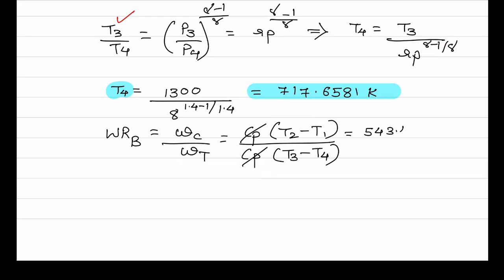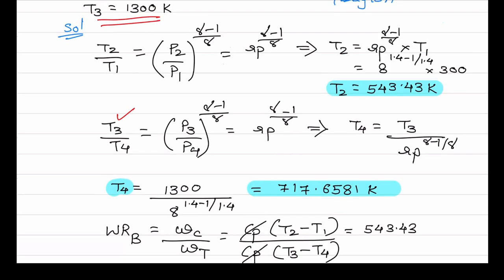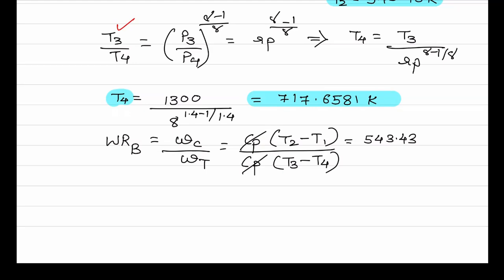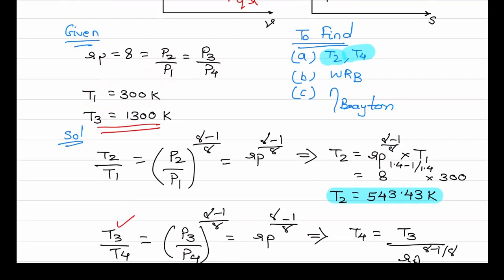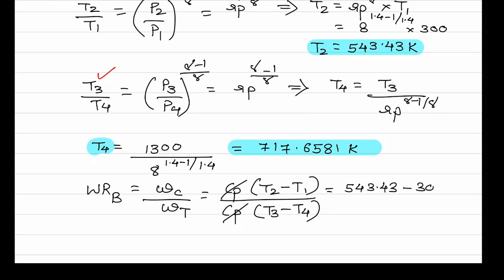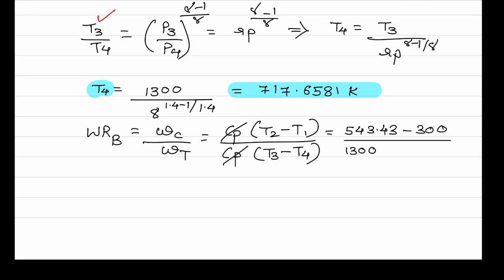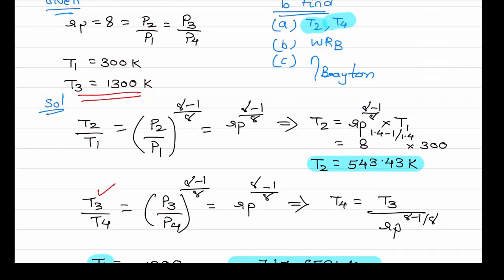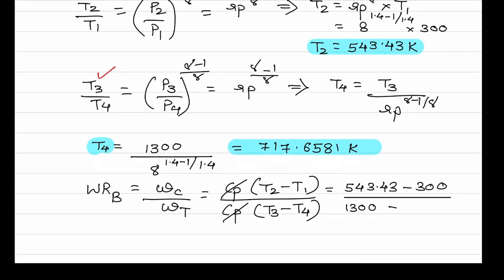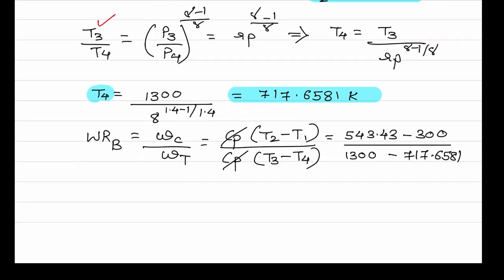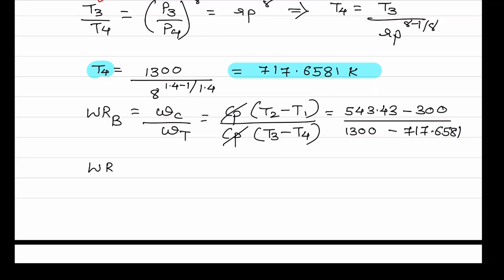T2 value we have found over here minus T1 value, it is given in the question, 300. So minus 300, divided by T3 value. T3 value again is given in the question, 1300. So 1300 minus T4 value, we have found here T4 value as 717.6581. So from here I can find WRB. This value comes out to be 0.418.